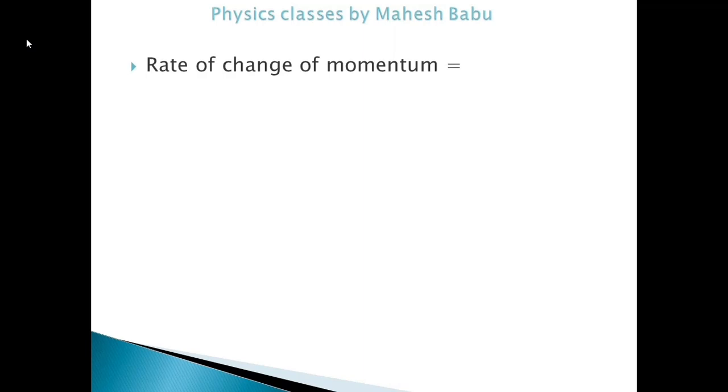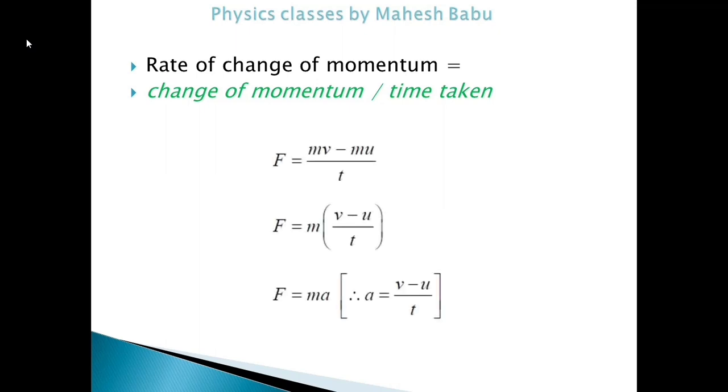Now, rate of change of momentum, we can write as change in momentum by time taken. Rate of change of momentum is equal to change in momentum by time taken. So F equals change in momentum, mv minus mu, divided by time t. If you take m common, (v minus u) by t, and (v minus u) by t is the rate of change of velocity, that is equal to acceleration, we know. Then F equals mass into acceleration.